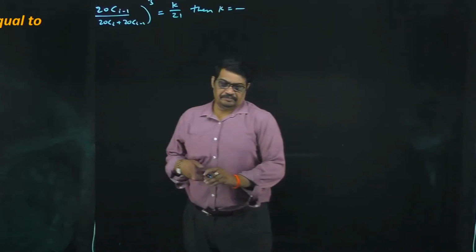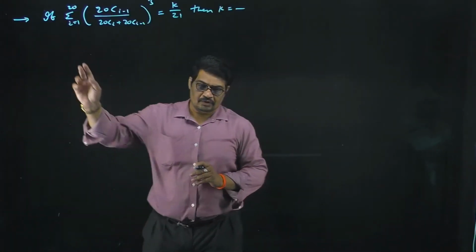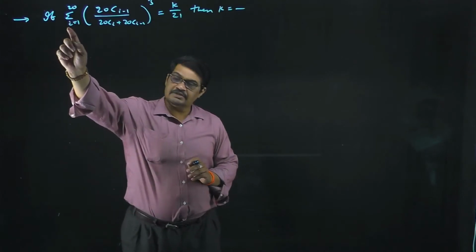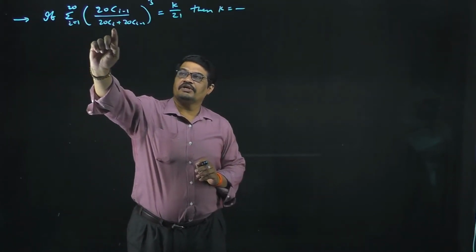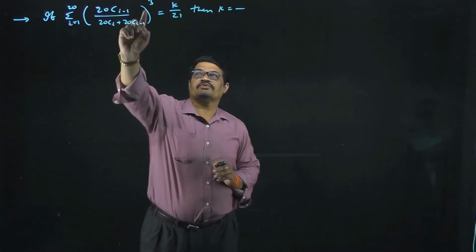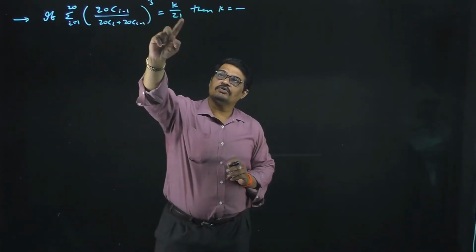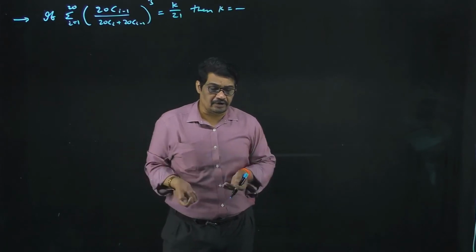Okay. See the problem. If sigma i is equal to 1 to 20, 20Ci minus 1 by 20Ci plus 20Ci minus 1 whole cube is equal to k by 21, then what is the value of k?